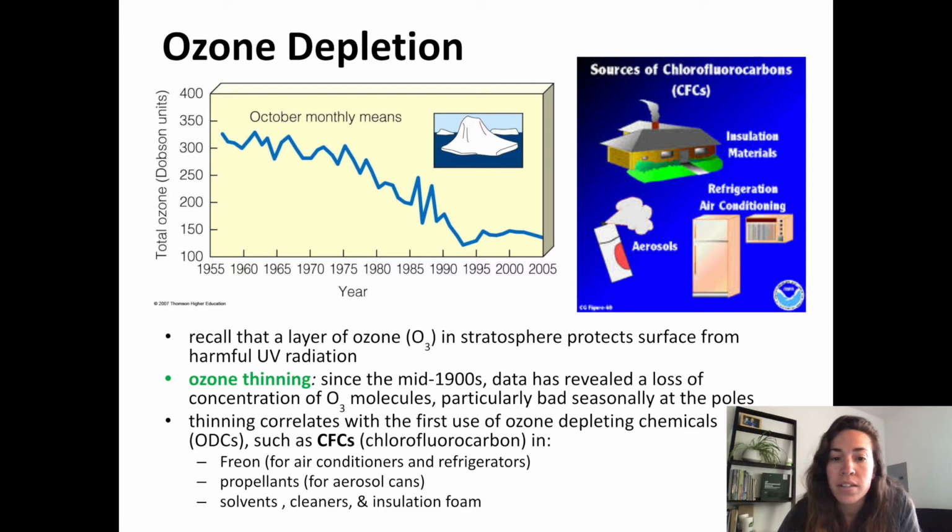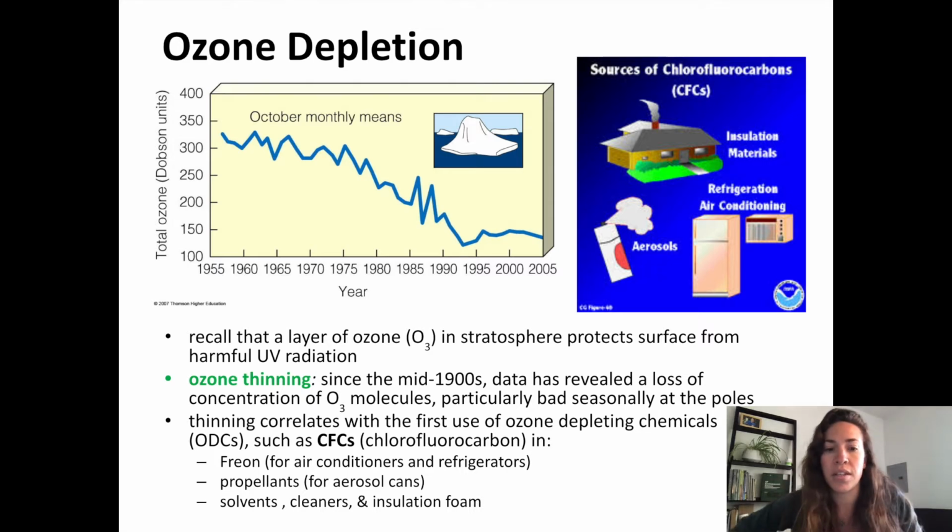Since the mid-1900s, data reveals that we've seen a loss of ozone molecules. This is particularly bad at the poles. Antarctica is seeing a higher rate of ozone loss than the Arctic. And we also see that this is associated with seasonal change, and I'll talk about that in just a second. So the thinning correlates with the first use of ozone-depleting chemicals.